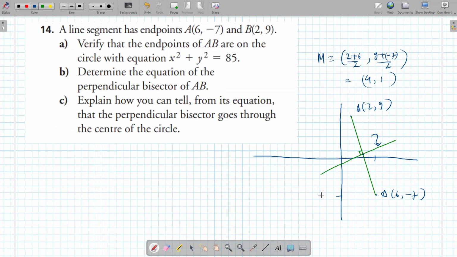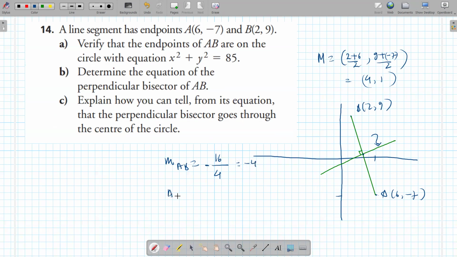We first find the slope of the points that we have, and then we flip it. So let's find the slope from A to B. The rise is how many units? 16. What about the run? 4, right? And is the slope positive or negative for AB? Negative. So that gives us -4.